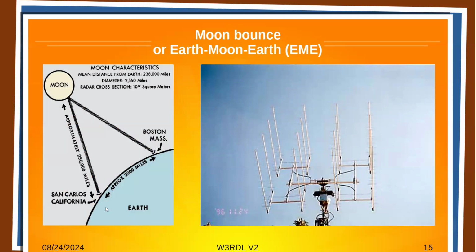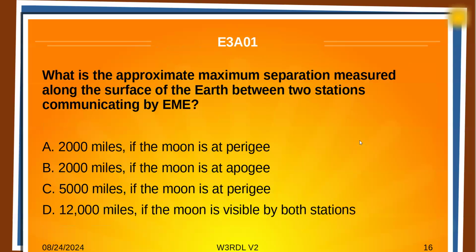This is just showing a typical one where they went from California to Boston. And this is like a typical antenna that you might need in order to do this. I think I counted about 15 or 16 elements on each of those Yagis, and there are 16 of them. Yeah, but they're not that big. They're probably doing it at 440 or 23 centimeters. Still, you're swinging a lot of metal there. So what's the approximate maximum separation measured along the surface of the Earth between two stations communicating by EME?